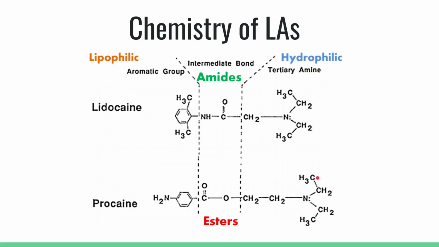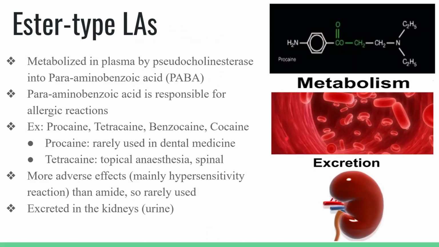And that's it. So let's start discussing the difference between the ester type local anesthetics and the amide type local anesthetics. As we saw a moment ago, the intermediate bond can either be an ester bond or an amide bond. This distinction is what is going to form the two major groups of local anesthetics, the ester types and the amide types. So, ester type local anesthetics, as we saw, contain an ester intermediate bond, just as this one right over here, C double bond O O, which is an ester group. Okay, let's start talking about them in more detail.